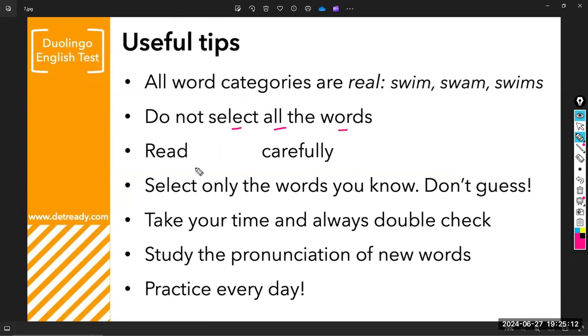Now, the next tip is if you want to read, you have to read the words carefully. Absolutely, you have to select all the familiar words, all the words that you have practiced before or have known before. Select only the words that you know. Don't guess. Please, this is not a play, this is not a game you want to play. Don't guess. If you think that this word is meaningless, it doesn't exist in the English language, do not select it at all.